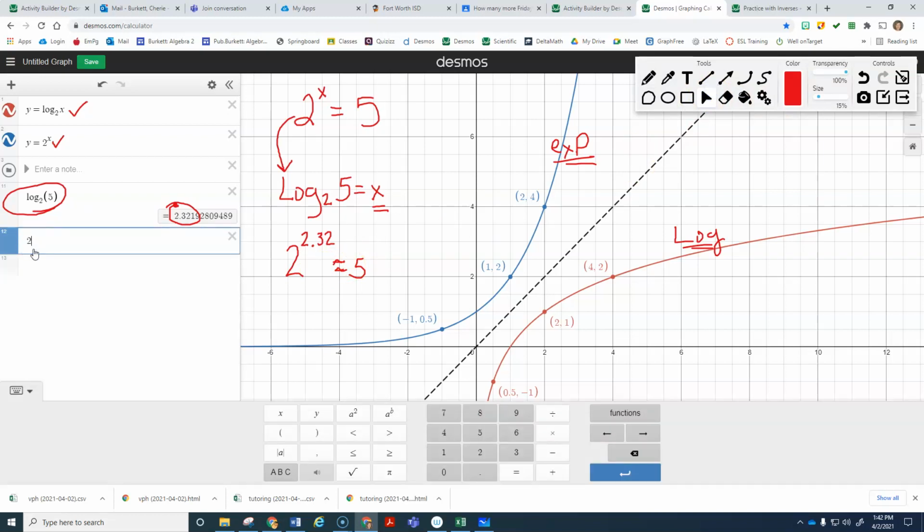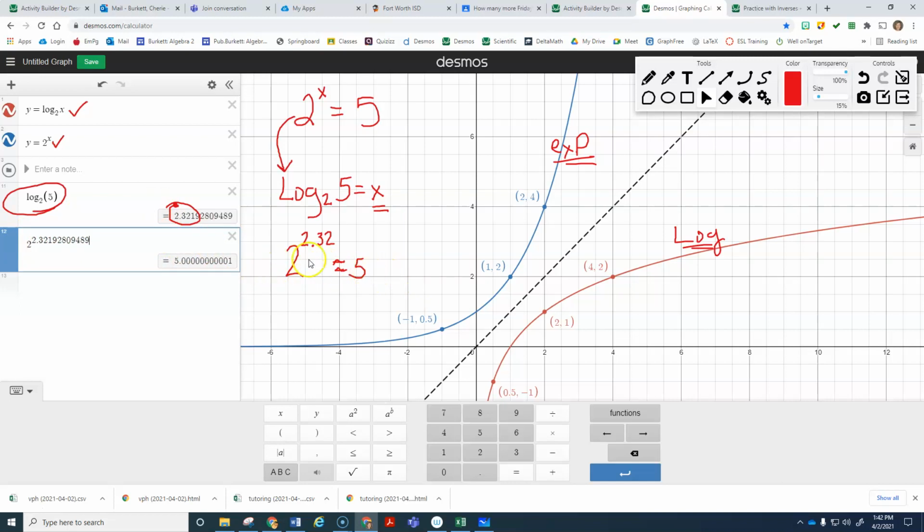What is 2 raised to the 2.32 power? It says it's 4.99, and if I keep adding numbers up there, now it says 4.999. If I keep adding those numbers, I need to get back up in the exponent. 2809489. There, it finally rounded over to 5. So there is a calculator showing you that that's the exponent that we need on a 2 to get the number 5 as an answer.